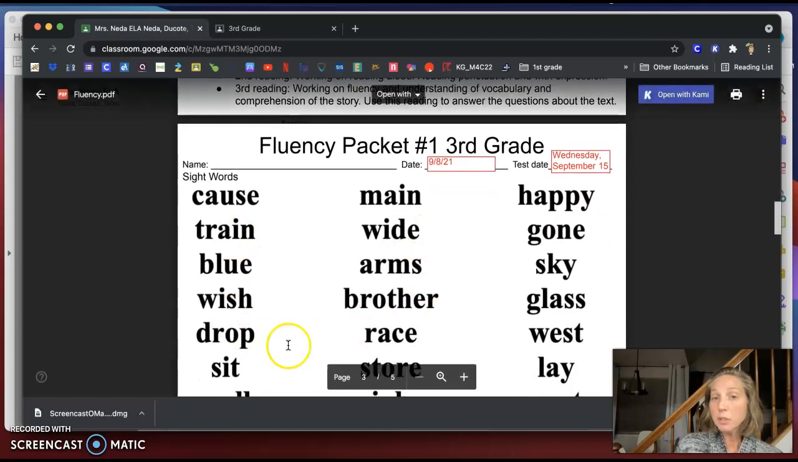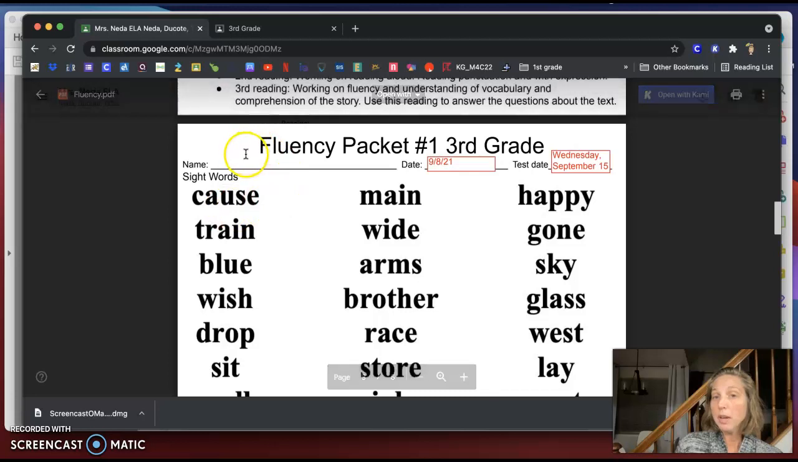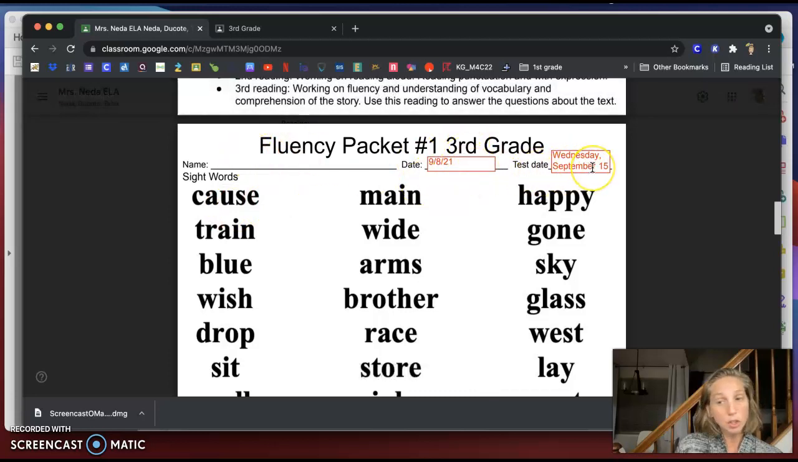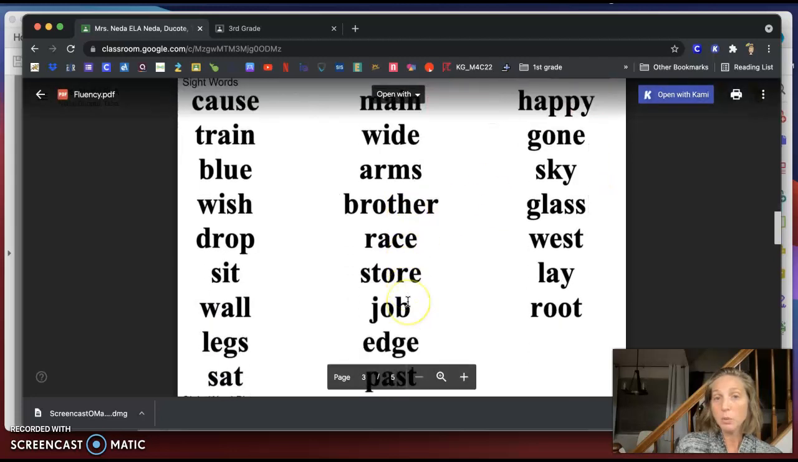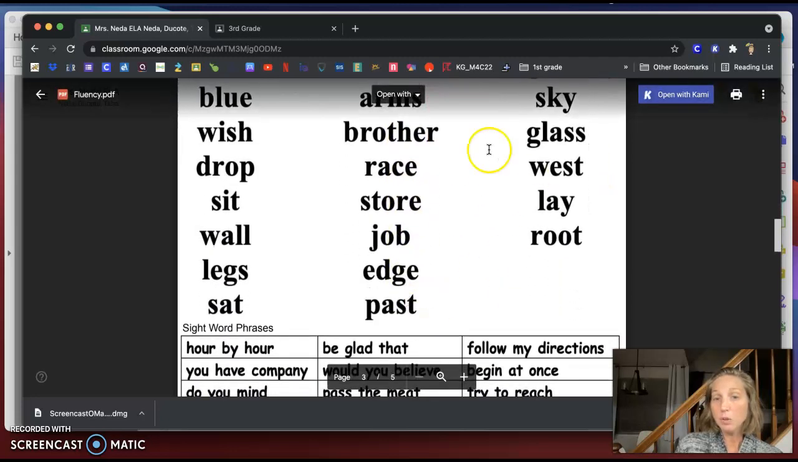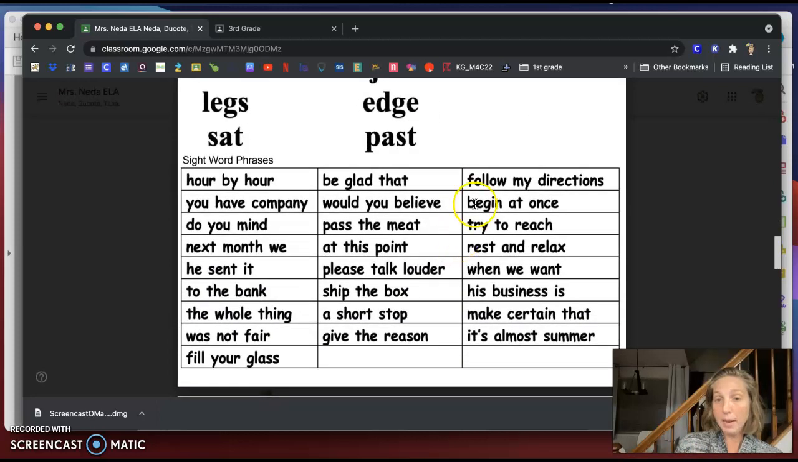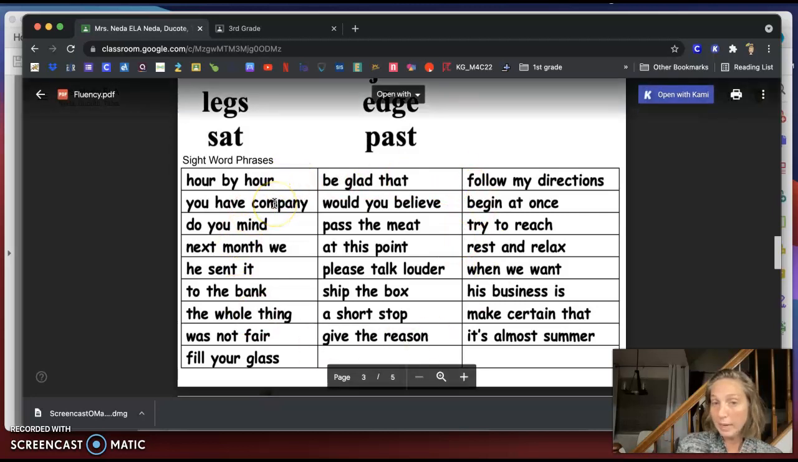This is the first page. Make sure you put your name on it. I already have the date, and I'm telling you when I'm going to test you on all of this. So these are the words. You've got to know 20 of these words. You've got to be able to read them and use them in a sentence. Here are your phrases. You have to be able to read 20 of these phrases without missing one word.